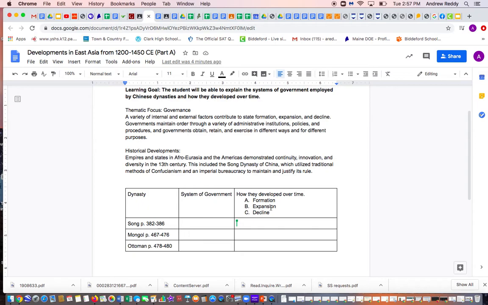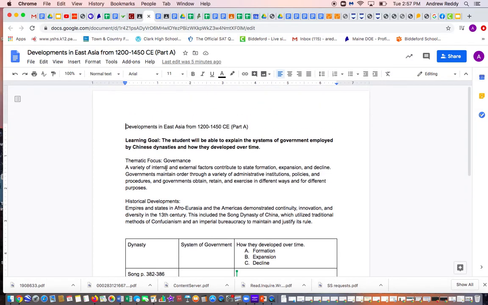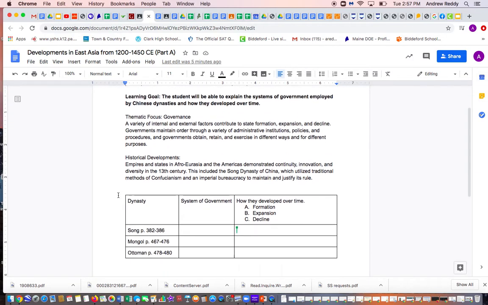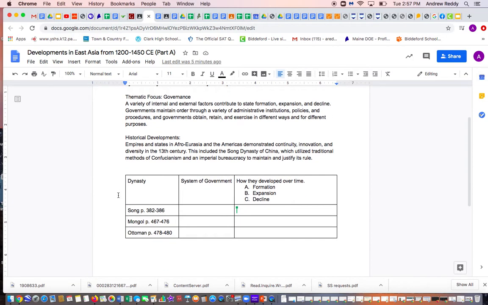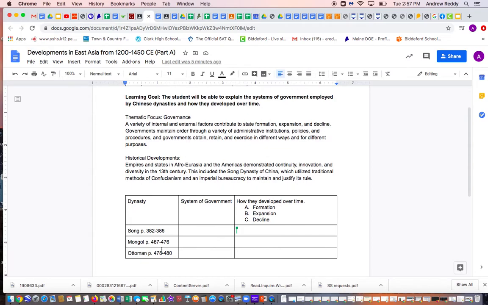The more observant among you may notice that you're thinking the Ottomans, they're not a Chinese dynasty. No, they are not, but I included them because it is a development in East Asia. Technically, it's Middle East, but it's close enough to East Asia that I included them for comparison purposes with the Mongols and the Song dynasty.